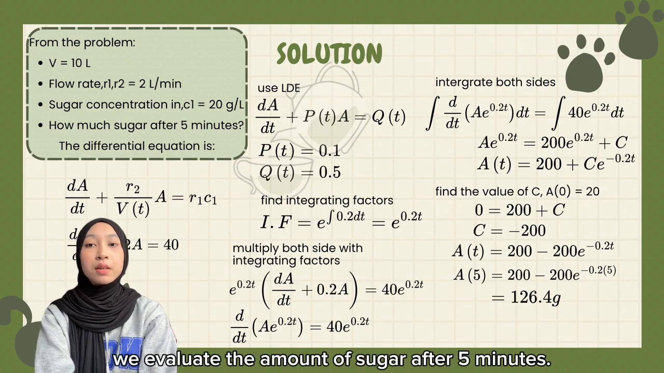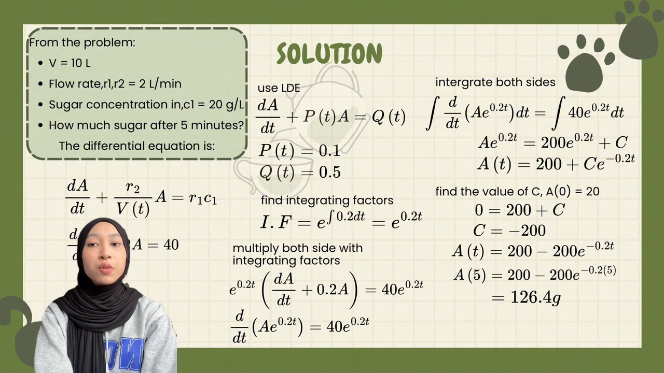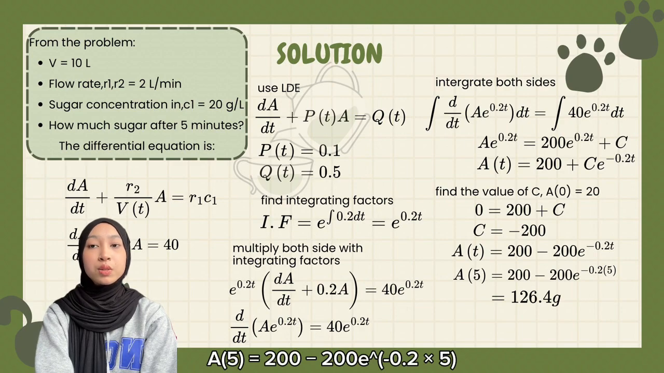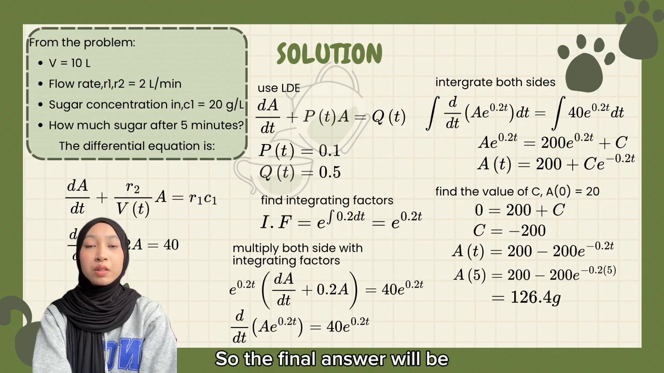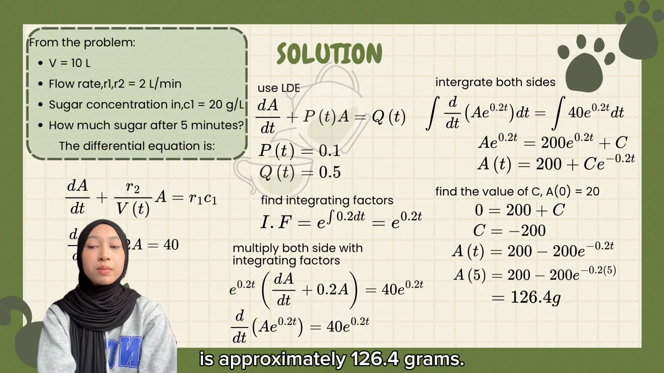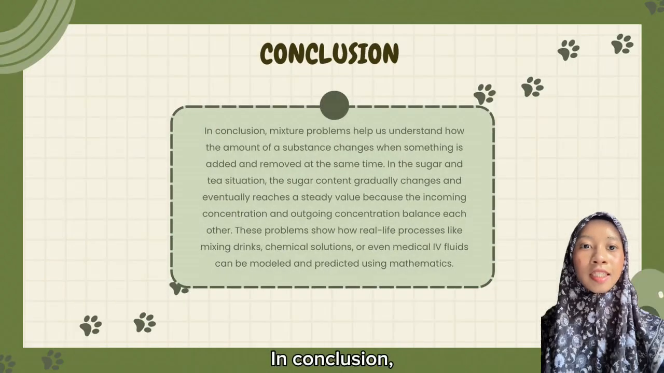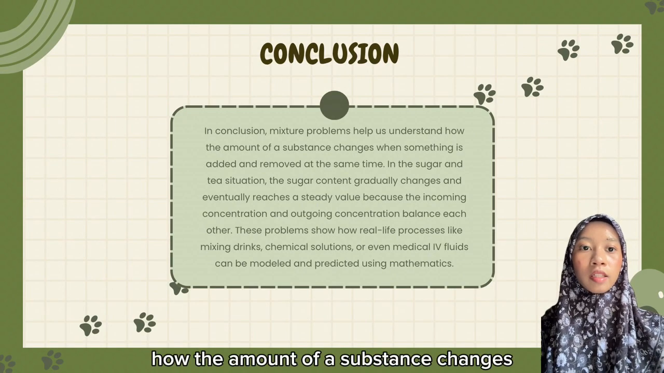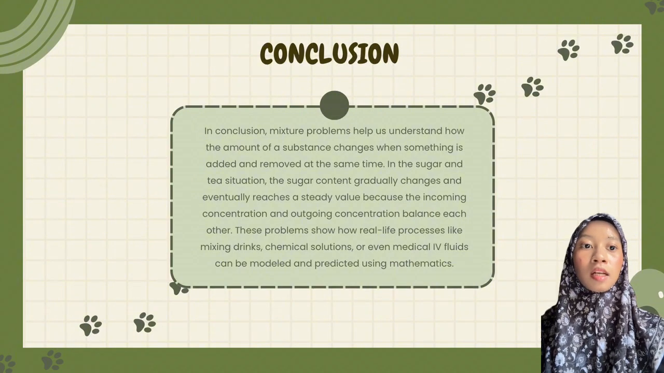Finally, we evaluate the amount of sugar after 5 minutes. We replace t with 5, so A(5) equal to 200 minus 200 e^(-0.2 times 5). So the final answer will be 126.4 grams. So after 5 minutes, the amount of sugar in the tank is approximately 126.4 grams.